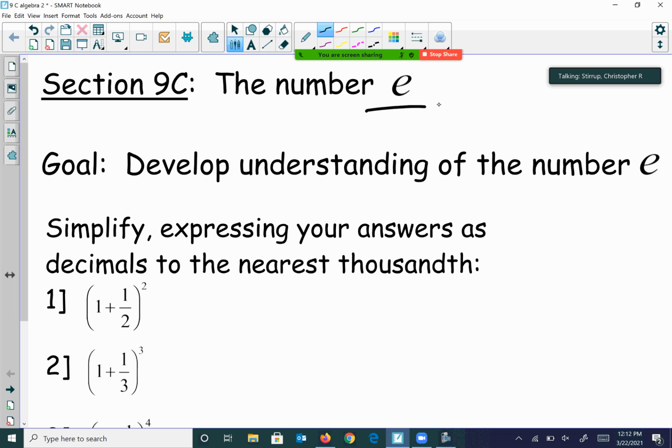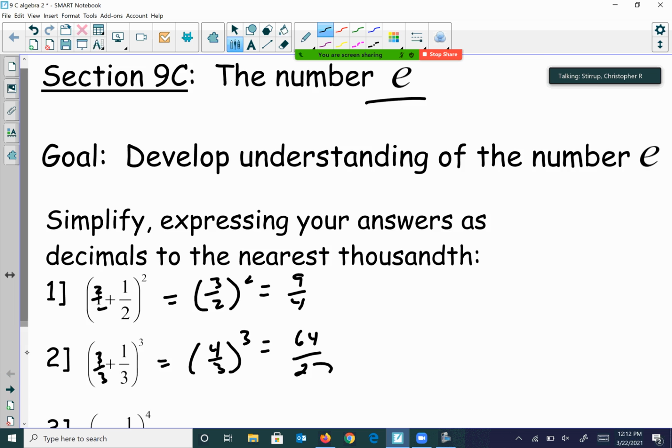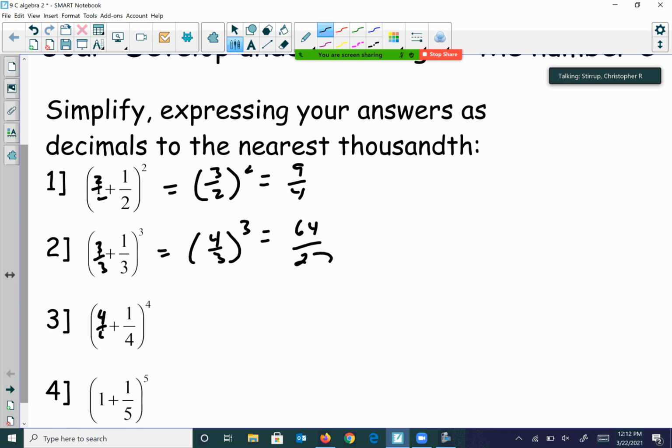But basically, e was established by creating this: if you made this 2 over 2, you'd get 3 over 2 quantity squared. That would give you 9 over 4. If you did this, that would give you 3 over 3, so it would get you 4 over 3 to the third power, which is 64 over 27. This one would be 4 over 4, so that becomes 5 over 4 raised to the fourth. So 5 times 5 times 5 times 5 is 625, I believe. And 4 times 4 is 16. 16 times 16 is 256. And so on and so forth.